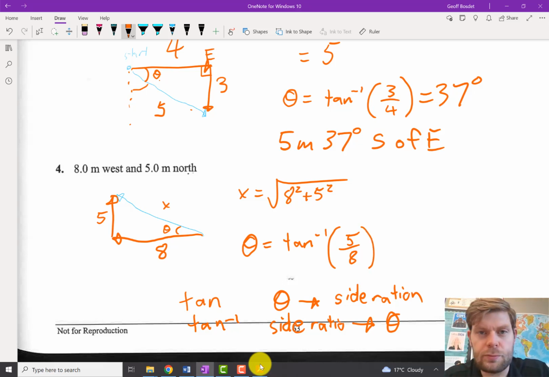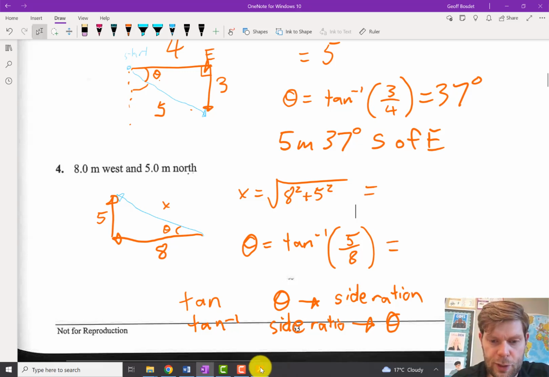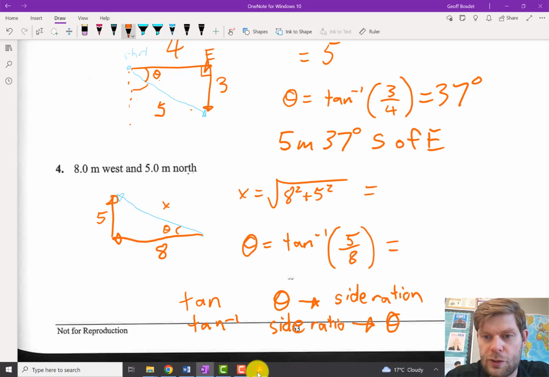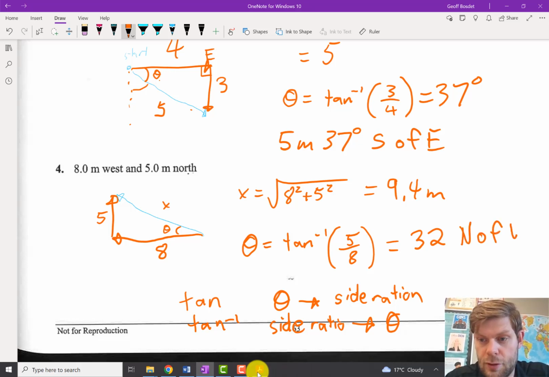And same thing with the other trigonometric functions. Anyway, whatever these guys are, I'll peek at my answer key. It looks like 9.4 and 32 is what our calculators will give us. So we end up with 9.4 meters, 32 degrees north of west. And I'm saying north of west because it is touching the west line.